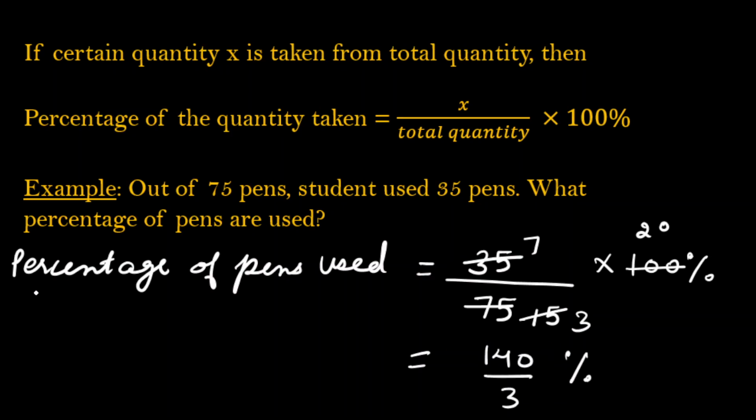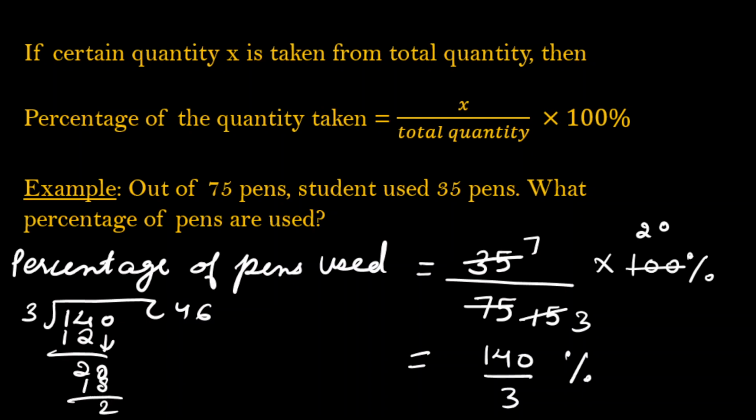Further you can divide and convert into decimal. So we divide 140 by 3. 3 into 4 is 12, 3 into 6 is 18. Again we put a decimal here, 20. So it will continue again 6. So this can be written as 46.6%. We can also write it up to 2 decimal places.